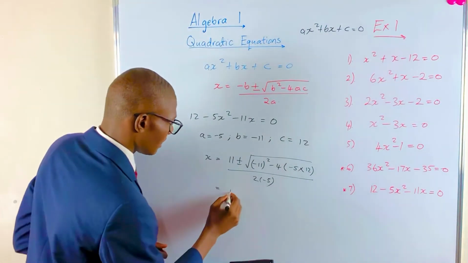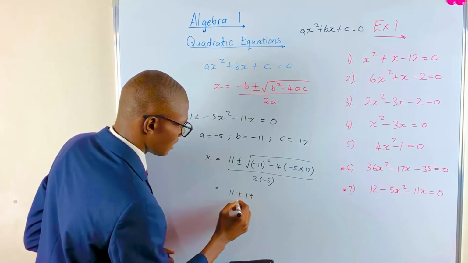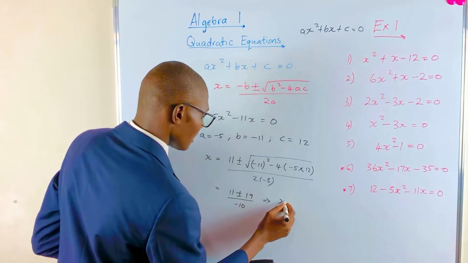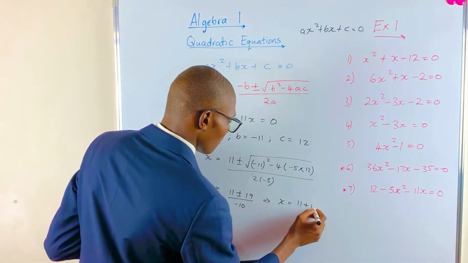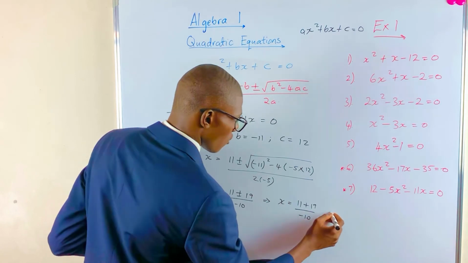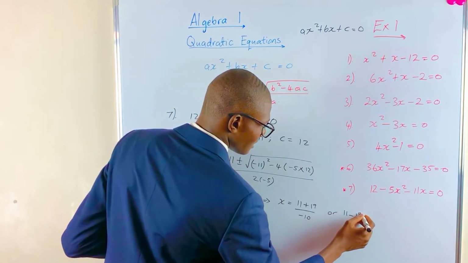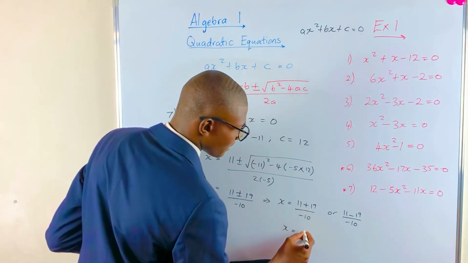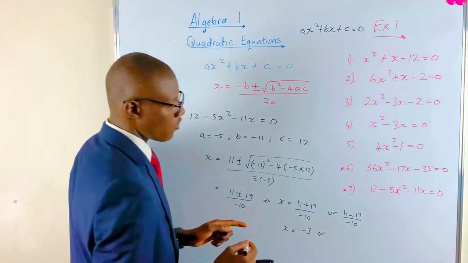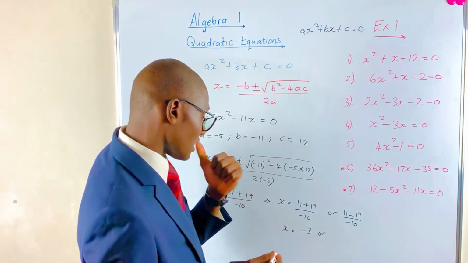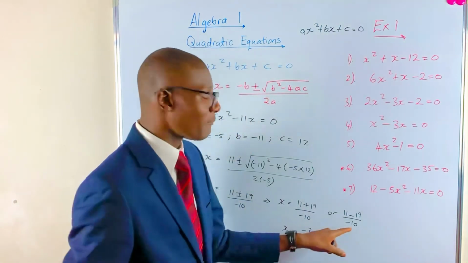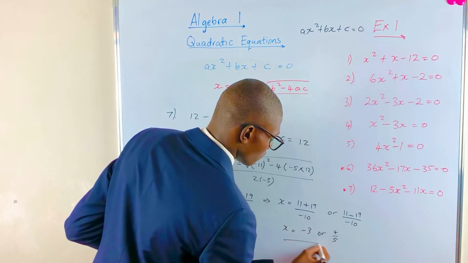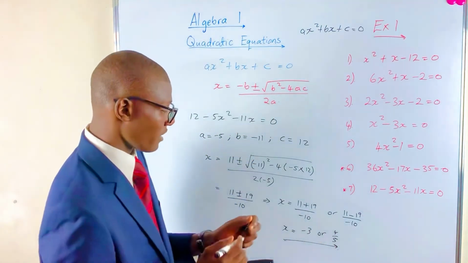So here we get 11 plus or minus 19 over 2 times minus 5, which is minus 10. So x would be equal to 11 plus 19 over minus 10, or 11 minus 19 over minus 10. Then x would be 30 over minus 10, that's minus 3, or minus 8 over minus 10, that will give us 4 over 5. So x would be minus 3 or 4 over 5.